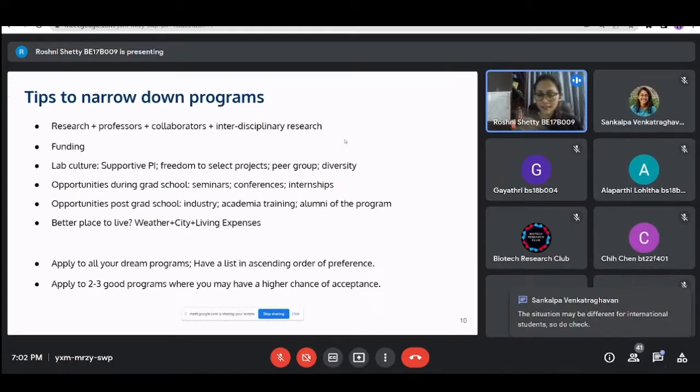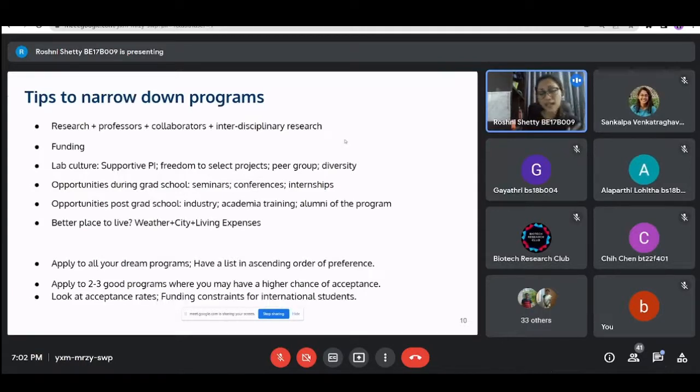You can ask other people about safe schools, if they have any. We could also look at whether your seniors are in those programs, and then you are more likely to be accepted. So you can do some research on this as well. Look at the acceptance rate and funding constraints for international students.